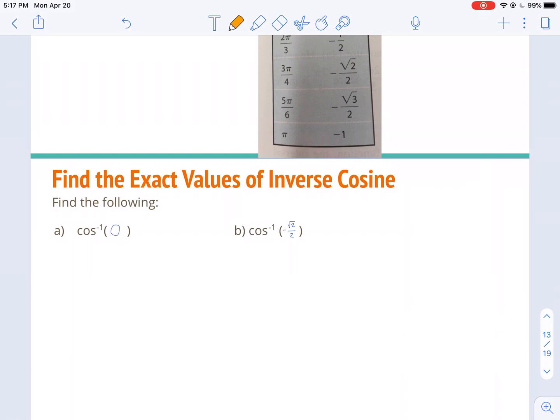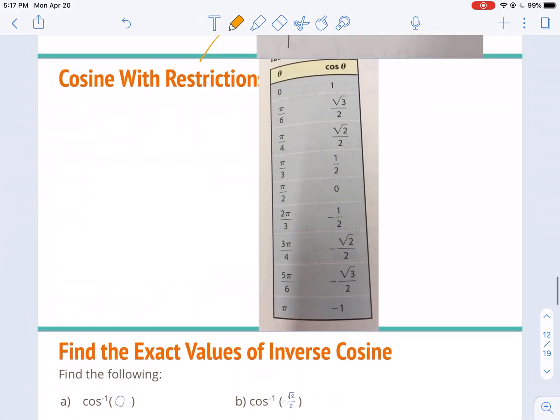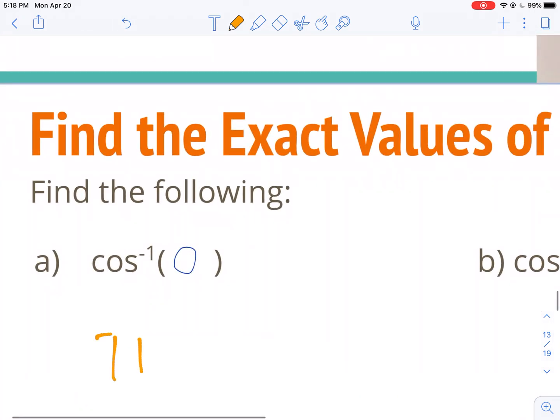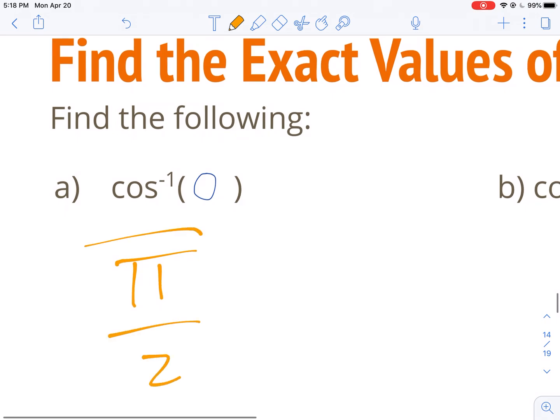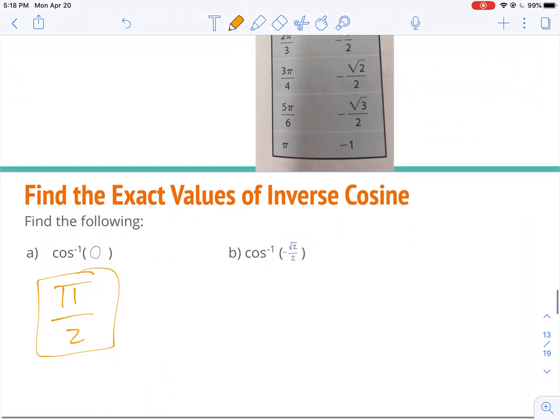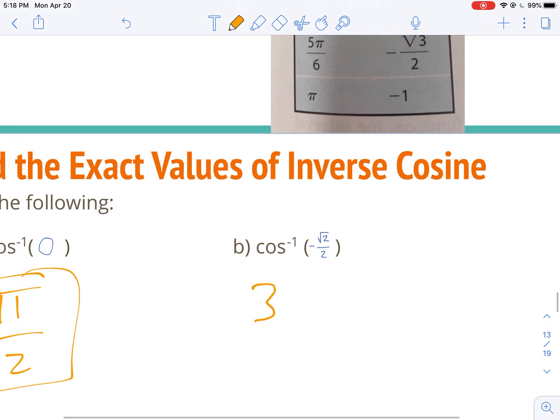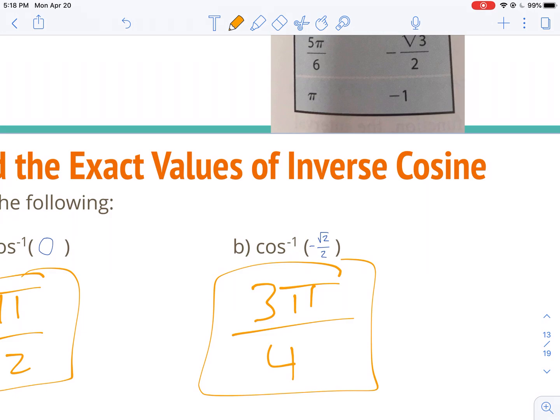So here, what is the inverse cosine of 0? I go up to this chart. What is the theta that gives me a cosine of 0? The theta that gives me a cosine of 0 is pi over 2. So that's my answer. What angle is it that gives me a cosine of negative root 2 over 2? Well, that is going to be 3 pi over 4. And I say, all right, cool. That is my angle, which gives me that cosine value.